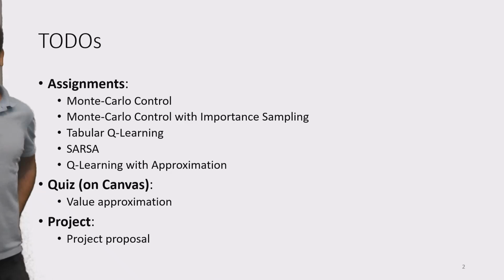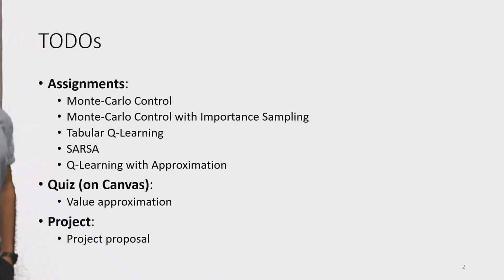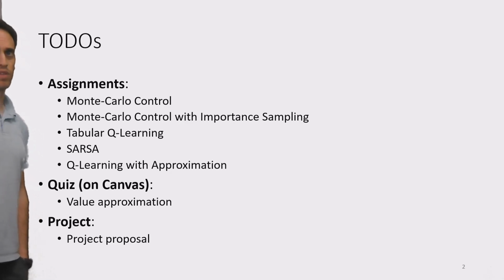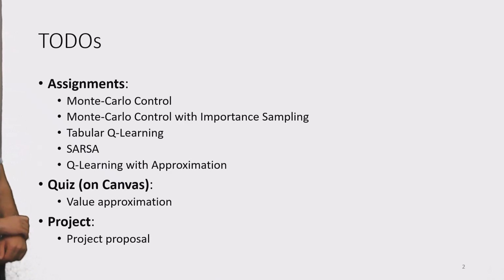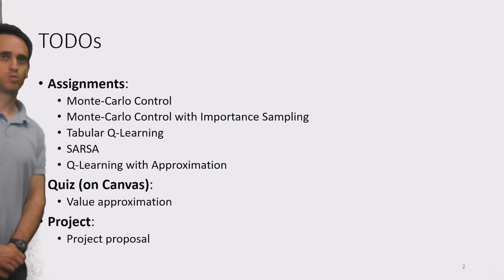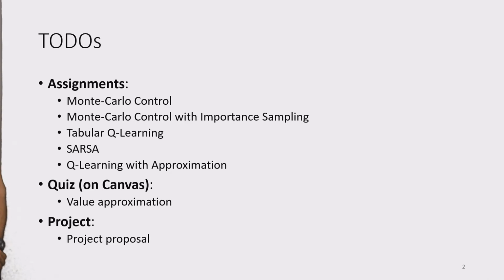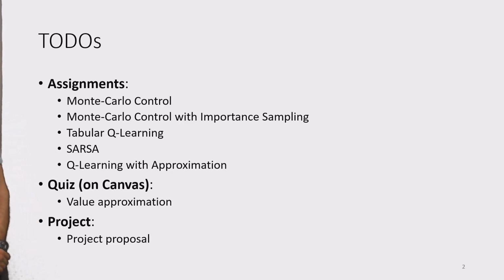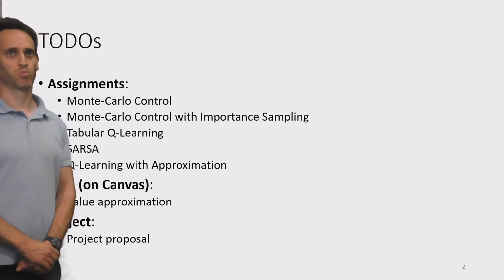Okay, so some to-dos. Please be sure to be on top of your assignments. At this point you should already have submitted or are working towards the end of the Monte Carlo control algorithm with and without importance sampling, tabular Q-learning, SARSA, and now you should also start working on the Q-learning with approximation implementation. You have a quiz available regarding value approximation, and you should start finalizing your project proposal.